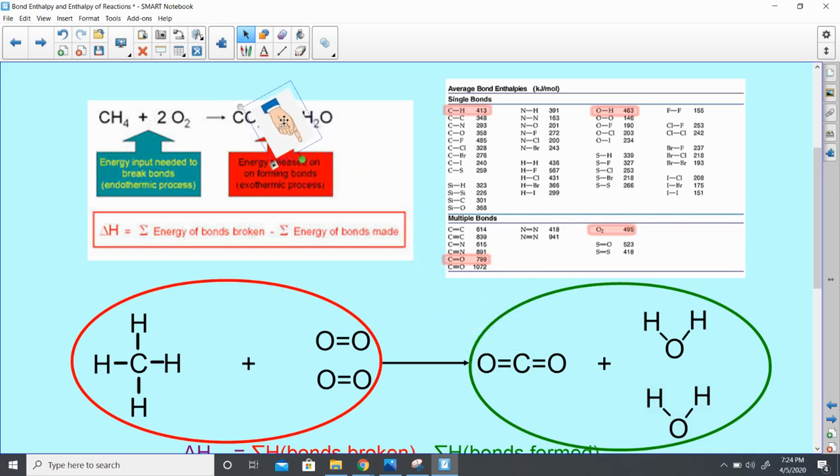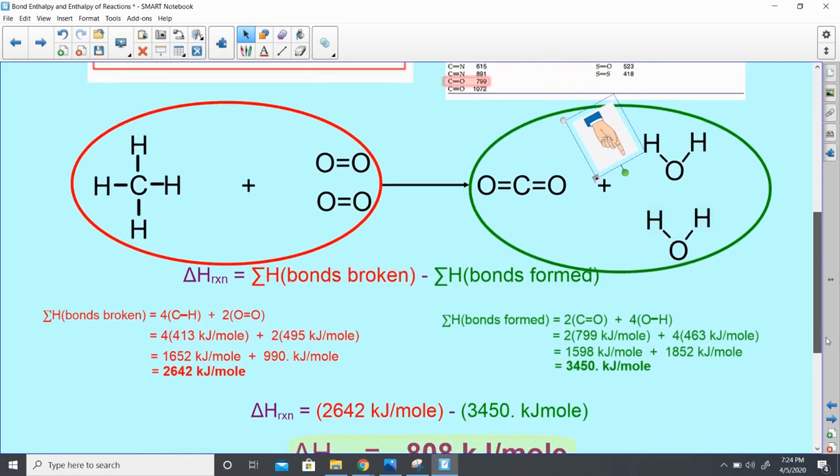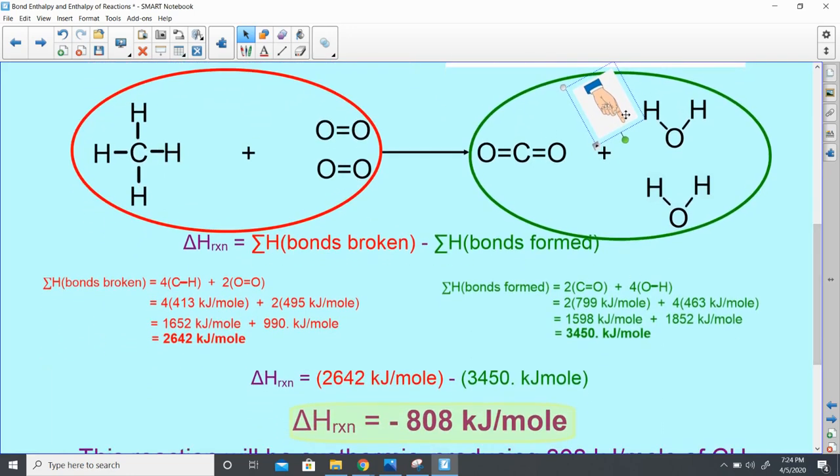We're also going to produce 2 moles of water. So the bonds that are going to form water is we're going to have an OH bond here, an OH bond here, another OH bond here, and another OH bond here. So we'll have a total of 4 OH bonds. To calculate the total amount of energy or the enthalpy of this reaction, we need the total energy required to break the bonds, and we're going to subtract from that the total amount of energy given off when the bonds are formed.